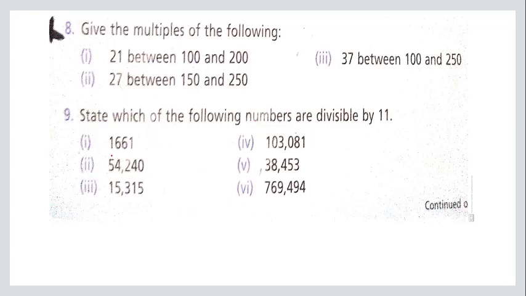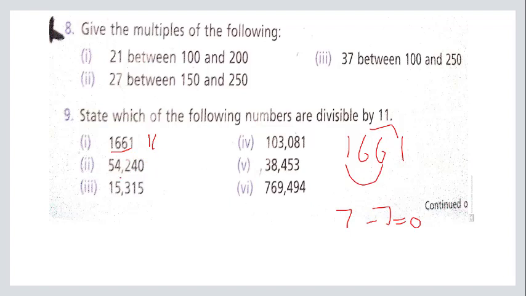Let's say we check the first one. 1661. Alternate numbers should be added. 1 plus 6 is 7. 6 plus 1 is 7. So 7 minus 7 is 0. Now the answer is 0, therefore 1661 is divisible by 11. This is divisible by 11. In the solution we will write divisible by 11.